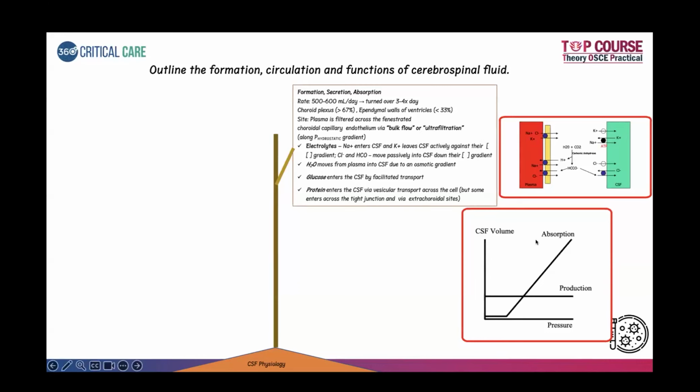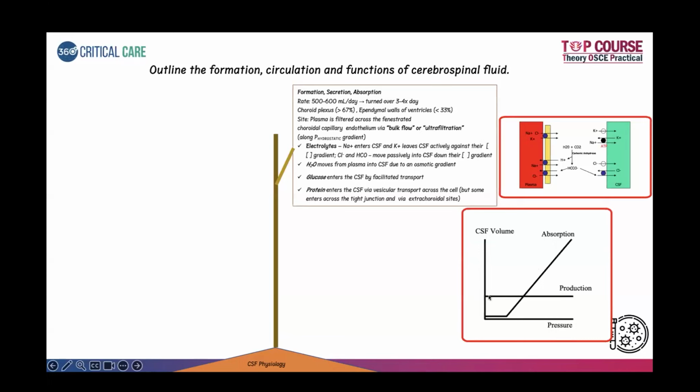This graph again is very important. If there is a formation or CSF physiology question, make sure that you draw this graph. The graph we talked about in autoregulation and this graph are the two important graphs to remember in CSF physiology or brain physiology. On the y-axis is the CSF volume, on the x-axis is the pressure. Again, you can see there are two mechanisms, absorption and production.